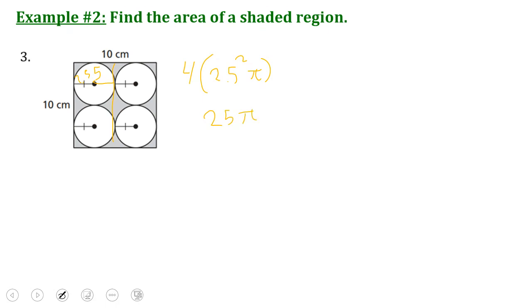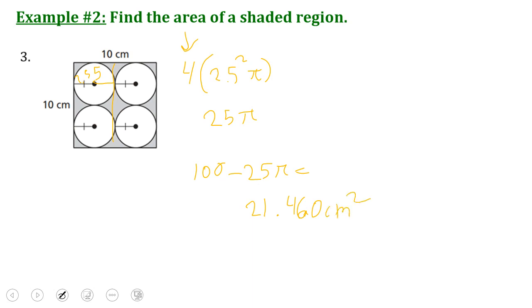And that would be all. So the 4 comes from the 4 circles, right? So that's all the circles added up. That's the area of all of them. And then you're going to subtract it from the area of the box, which would be 100, right? 10 times 10. So 100 minus 25 pi, which is going to be 21.460 centimeters squared.